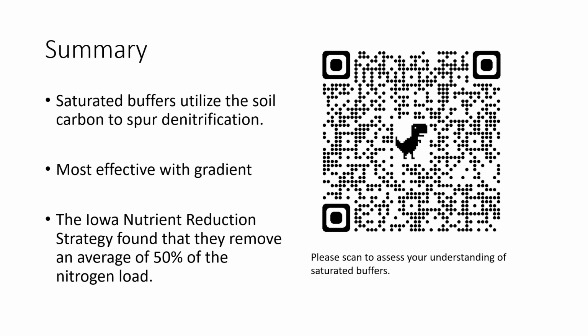But in summary, saturated buffers, once again, they utilize that soil carbon to spur denitrification. So it's not the vegetation on top of that that's responsible for pulling the nitrogen out of the system. We're not getting enhanced hay production or anything like that from these saturated buffers right now. Really, that nitrogen is helping those soil microbes process the carbon that's in the soil, and that's how the nitrogen is removed from the system.